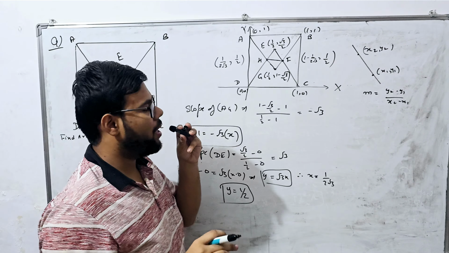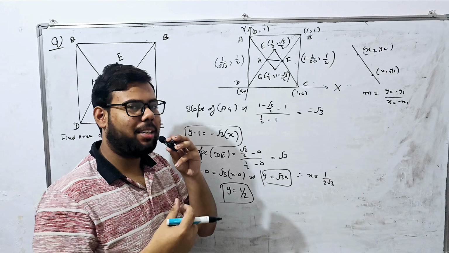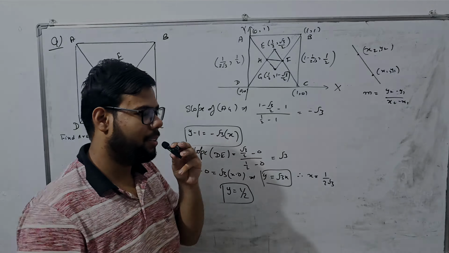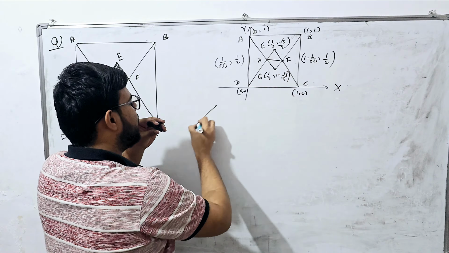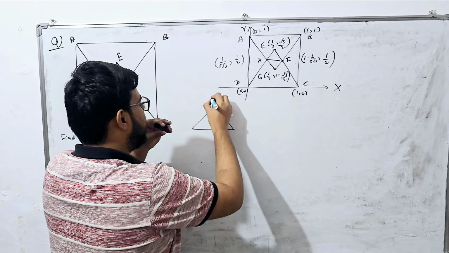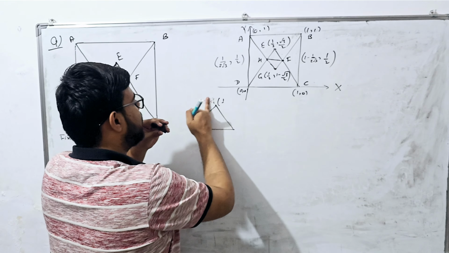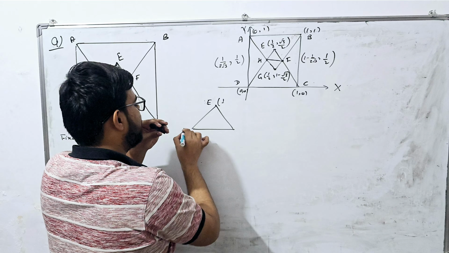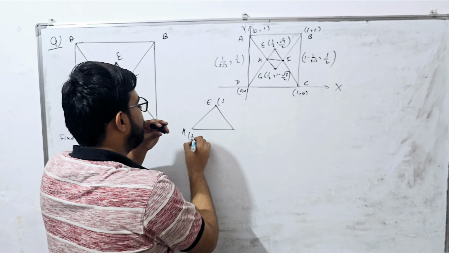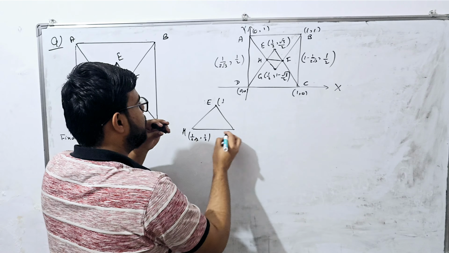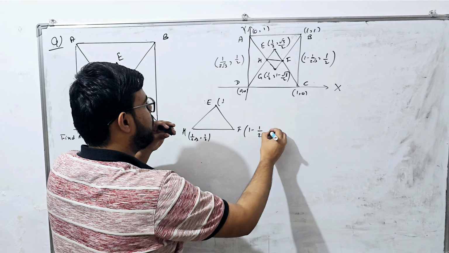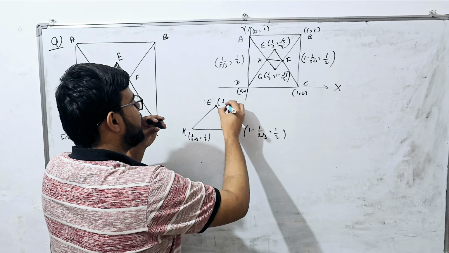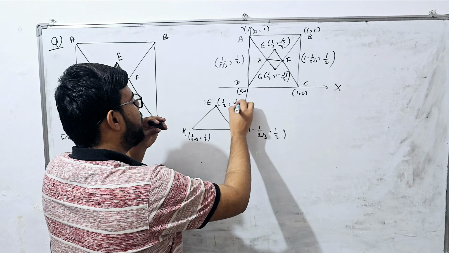So let's apply some mathematics to solve its area. Let's solve for the area of triangle HEF, right? This is E. This is H, which is 1 by 2 root 3 comma 1 by 2, and this is F. It is 1 minus 1 by 2 root 3 comma 1 by 2, and this is 1 by 2 comma root 3 by 2, right?